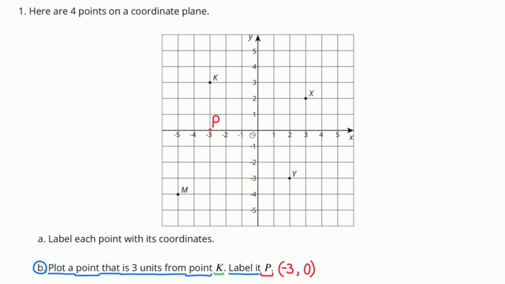B. Plot a point that is 3 units from point K. Label it P. And I put -3 and 0. So 3 to the left along the x-axis and 0 up or down on the y-axis. There's many choices to choose from. This is just the one that I came up with.